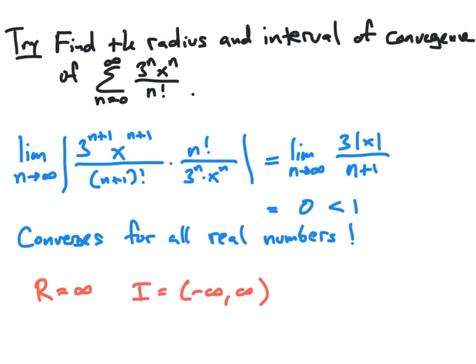As n goes to infinity, the limit of this expression will go to 0, since we have a fixed constant number, 3 times the absolute value of x in the numerator, and our denominator gets large. Since 0 is less than 1, this particular power series will converge for all real numbers, according to the ratio test, and therefore our radius of convergence is infinity, and our interval of convergence is negative infinity to infinity.